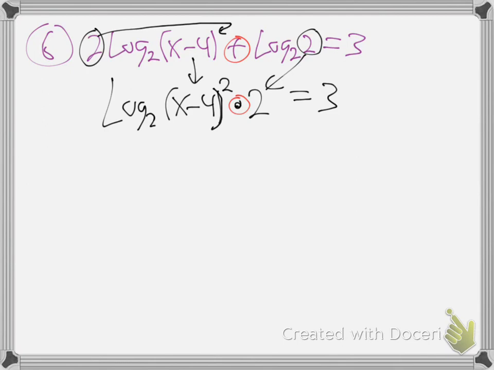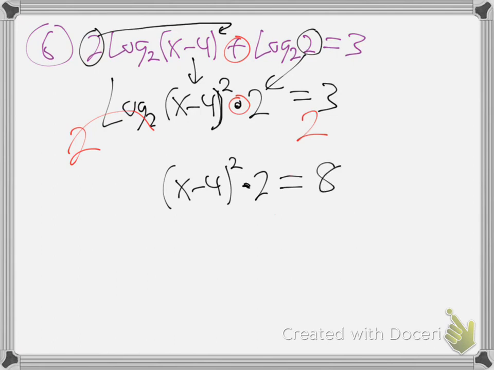Next step, power both sides to get rid of that log. What am I going to power both sides? 2. It'll cancel. And so then we'll come on down with x minus 4 squared times 2 is 2 to the third, which is 8, right? 2 times 2 times 2.